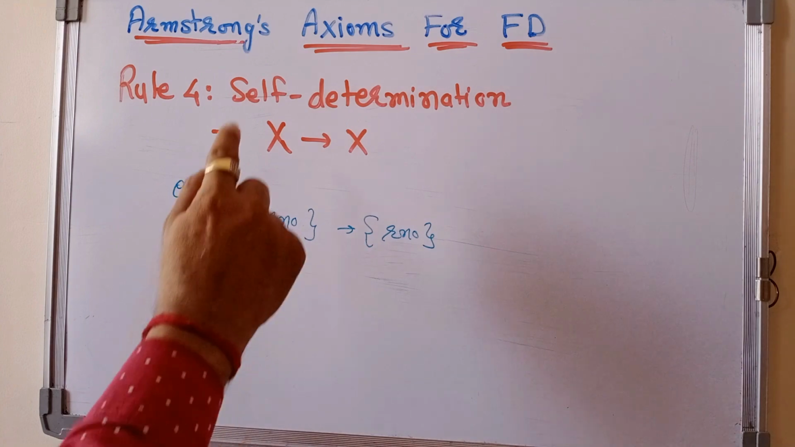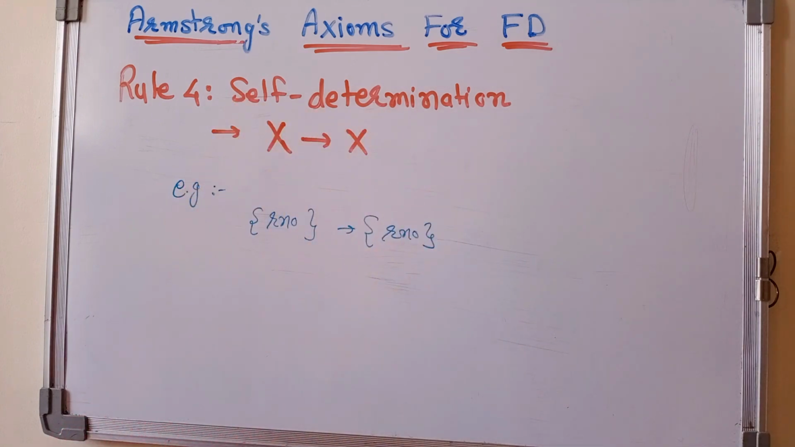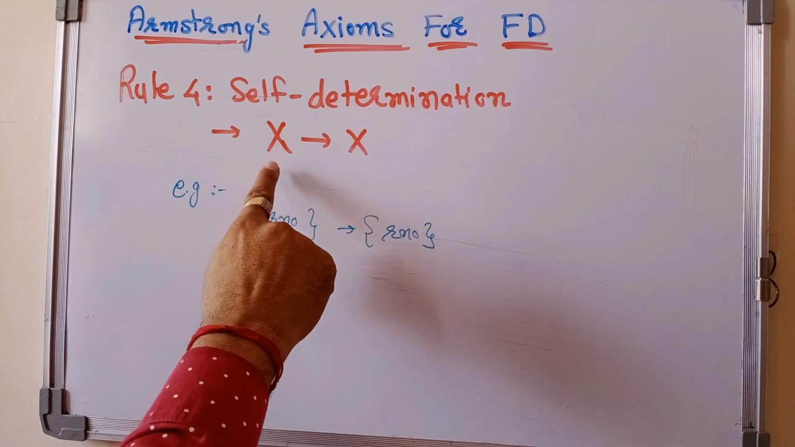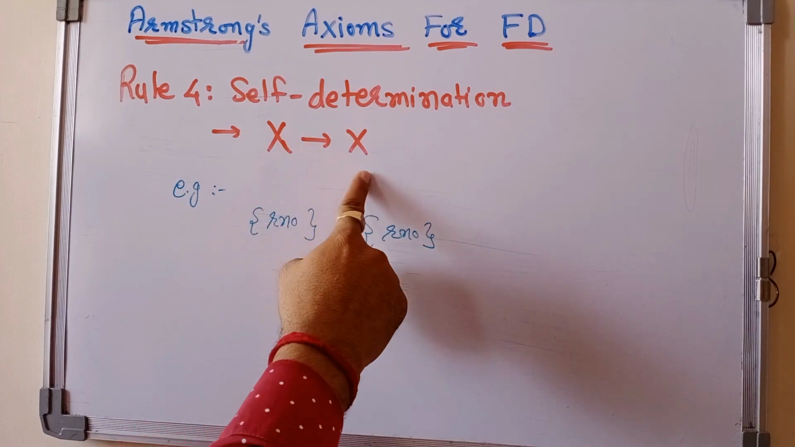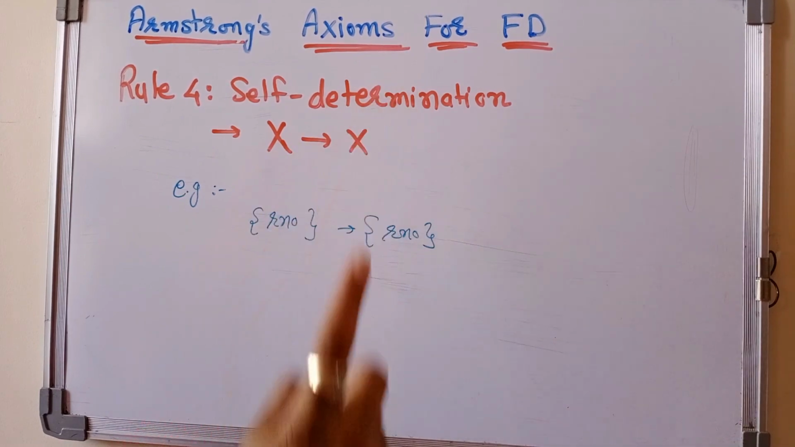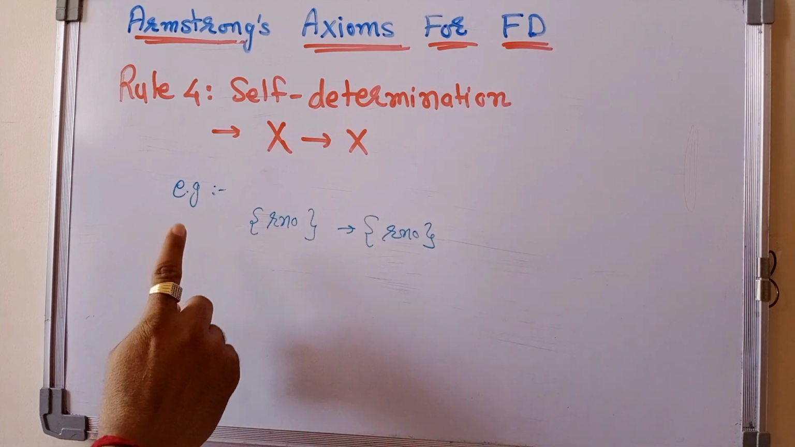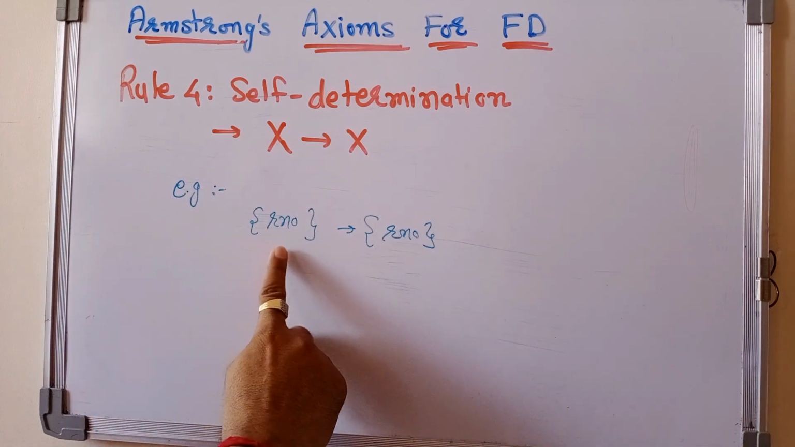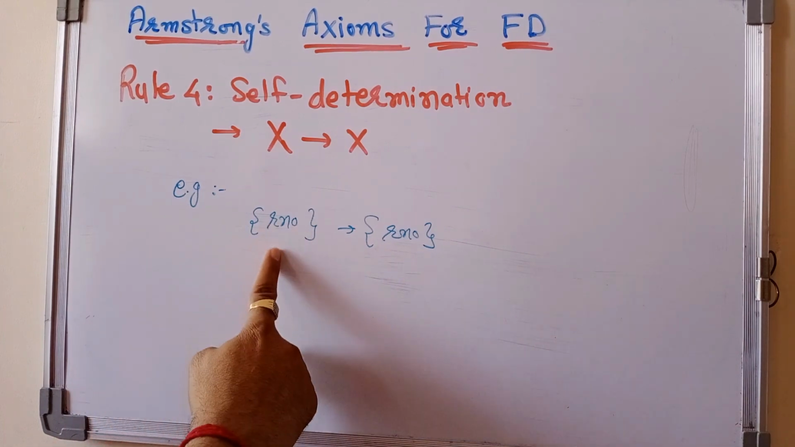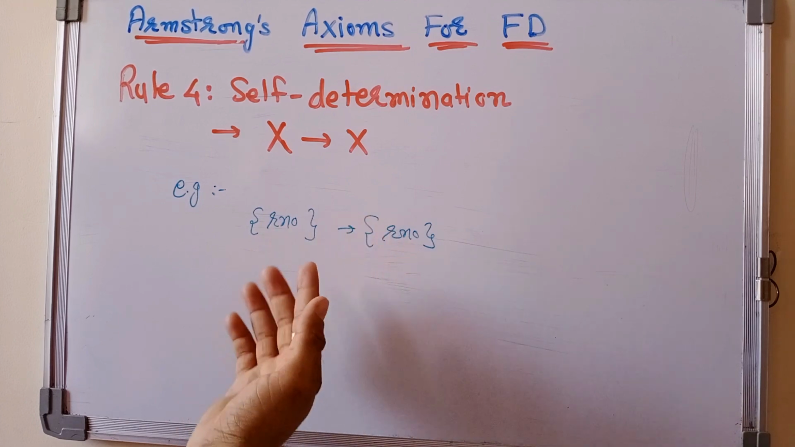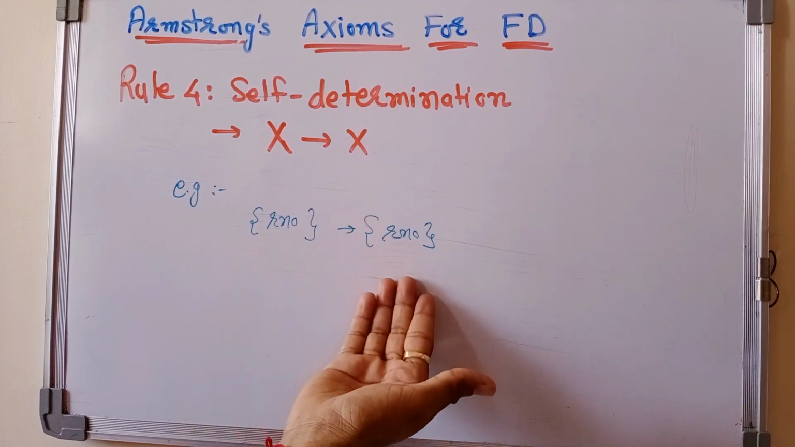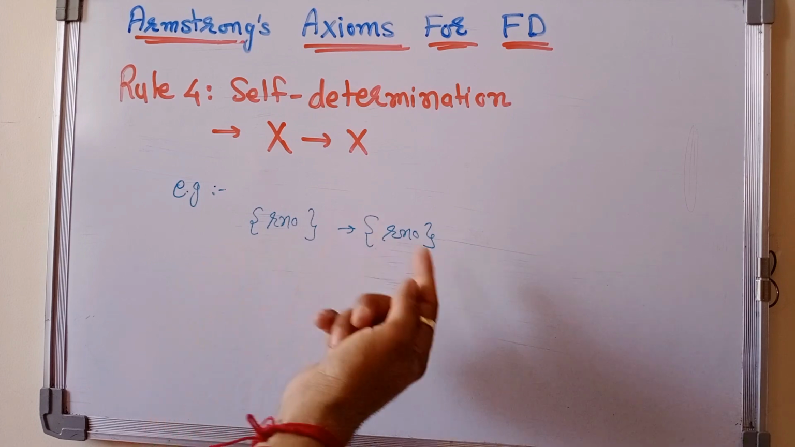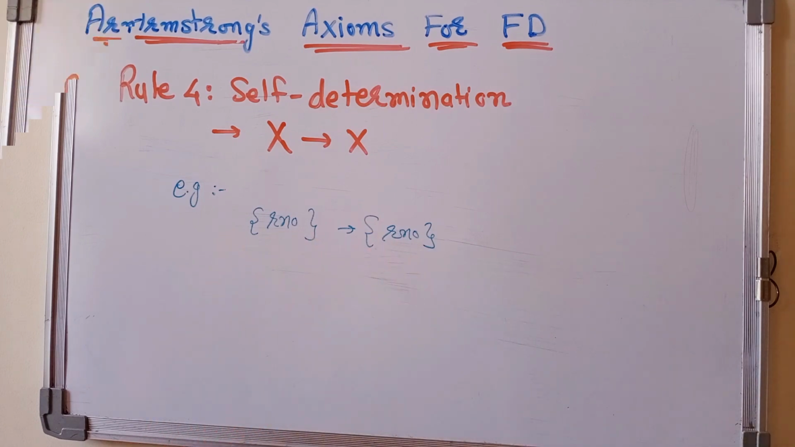Rule number 4, self-determination. What is that? It means if we have X, we can have X. It means X to X is a dependency. Example: if we have roll number, we can have roll number. It means roll number gives roll number. Definitely once we have roll number, we can definitely have roll number. So it is called self-determination.